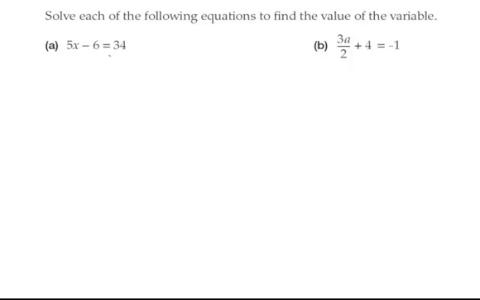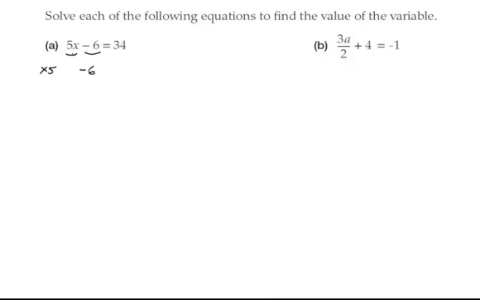To solve these equations, we will perform inverse operations until the variable is on one side of the equation. If we look at the left-hand side of the first one, we have 5x minus 6 equals 34. Let's identify the operations that we have on the left-hand side. We have multiplication, 5 times x, and subtraction, minus 6. So write those down: multiplication times 5 and subtraction.